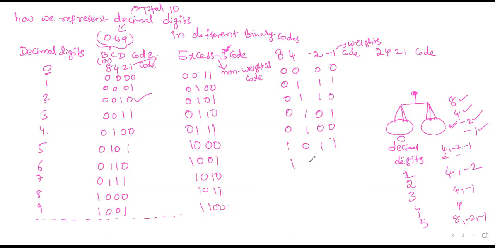6 is nothing but... 7 is nothing but... 8, 9. How will you keep 9? 12 minus 3. So always we will keep.